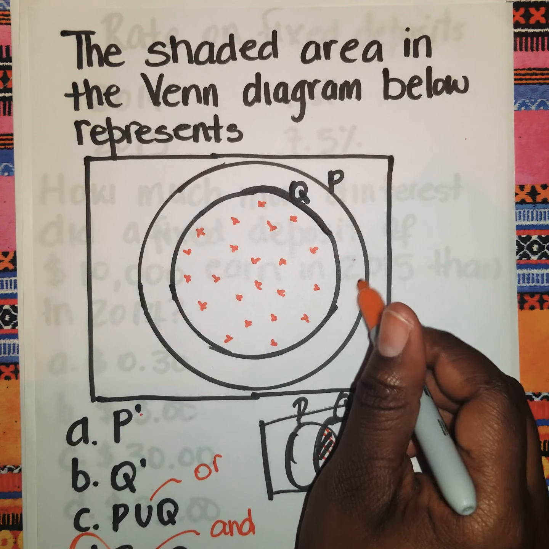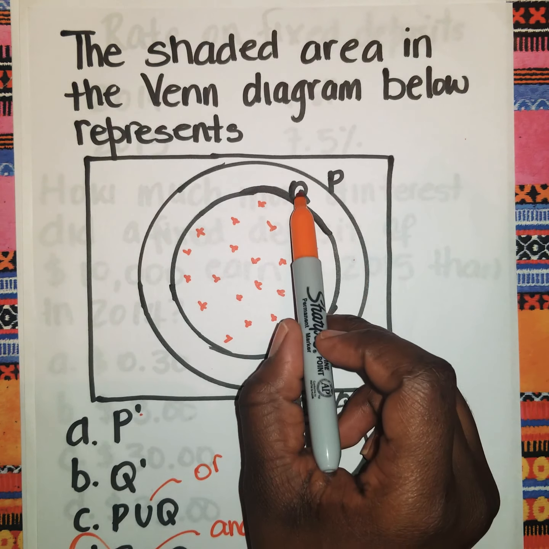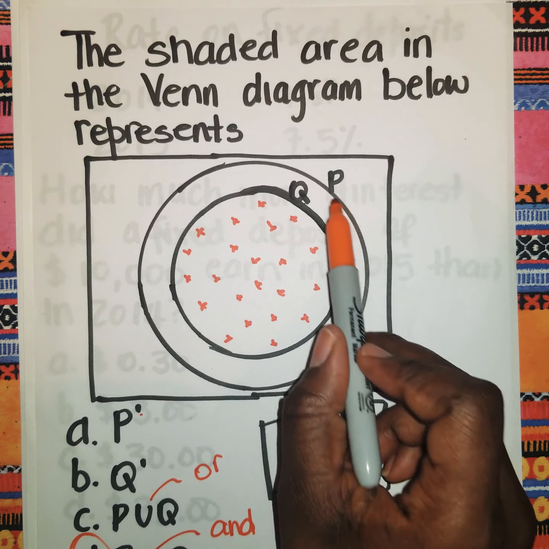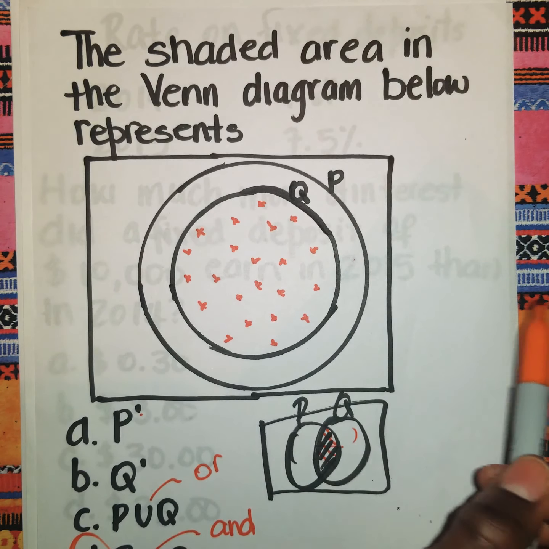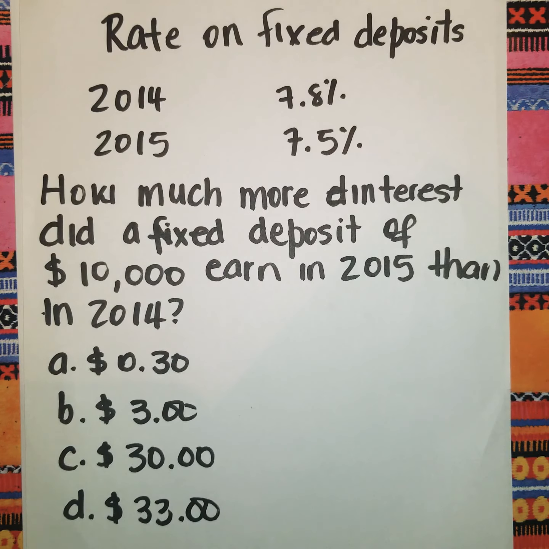And you know, if you had other elements out here and they ask you about this region here, it would be Q complement, everything outside of Q. And you could also say P only. All right, so let's go to the next question.